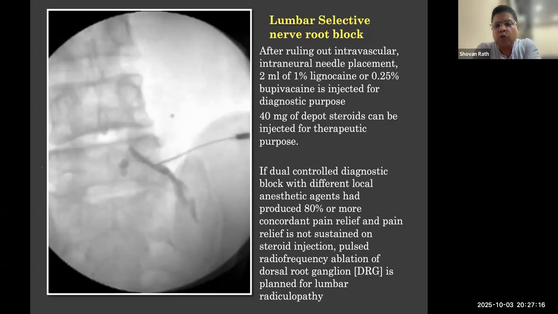Now, another thing: if a dual control diagnostic block with different local anesthetic agents has produced 80% or more concordant pain relief, and pain relief is not sustained on steroid injection, pulsed radiofrequency ablation can be used later on. But many a time we have seen that if the compression is much less, then this injection is diagnostic as well as therapeutic. But for patients where the effect is not long lasting, we can go for a dorsal root ganglion radiofrequency ablation, as I was telling, through the pulsed mode only, because constant mode we cannot use, the nerves will be damaged.